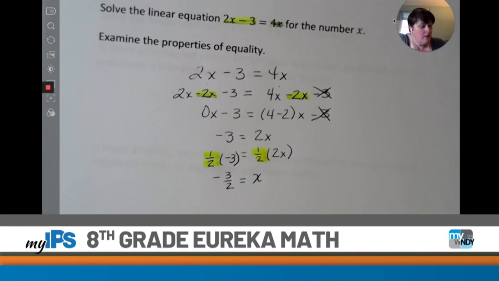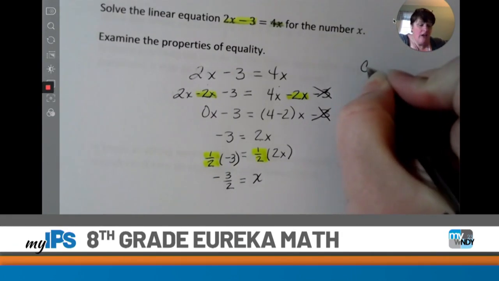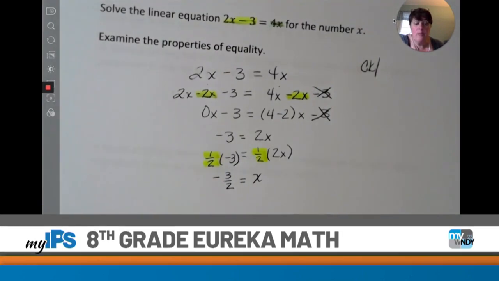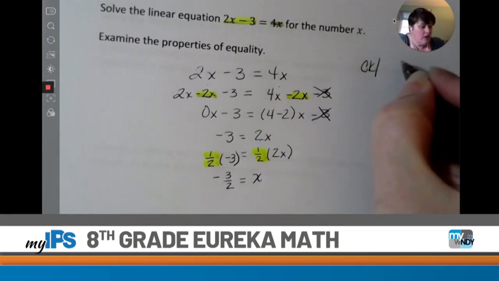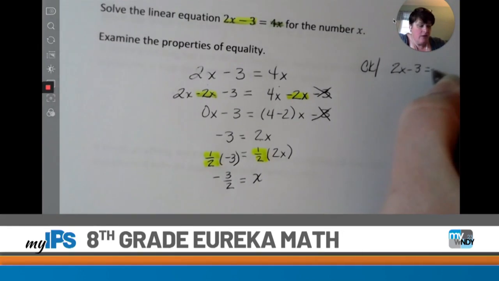All right, let's do a check. So a check means that we're going to make sure that both sides of the equation come out to the same equivalent answer, right? Remember we did that yesterday. We talked about those true statements on both sides of the equal sign. Well, now we have to take what we learned yesterday and apply it today into our check. So we have 2x minus 3 is equal to 4x.